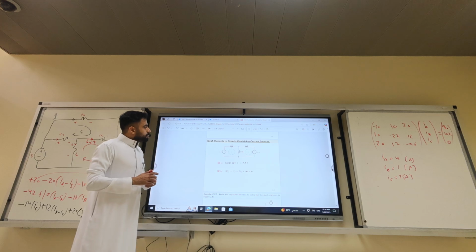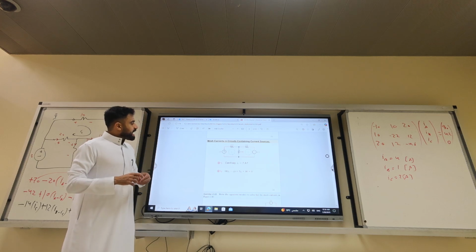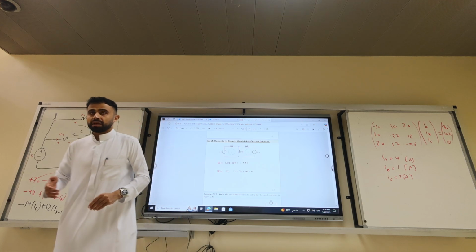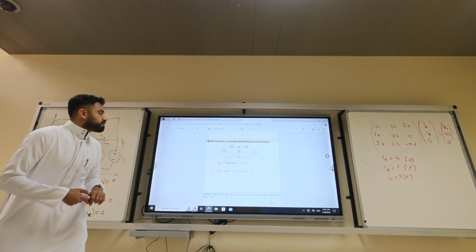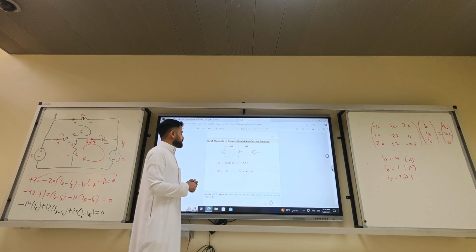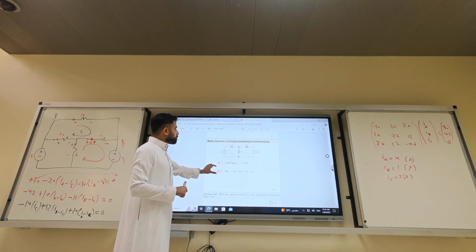This is another problem. Can I say IA equal to 2 amp? Yeah, we can say. So current source will make our life easier with the mesh analysis. So this would reduce to only one equation.